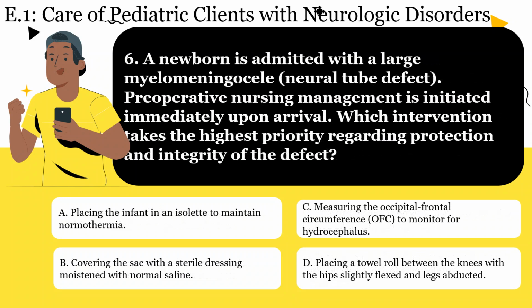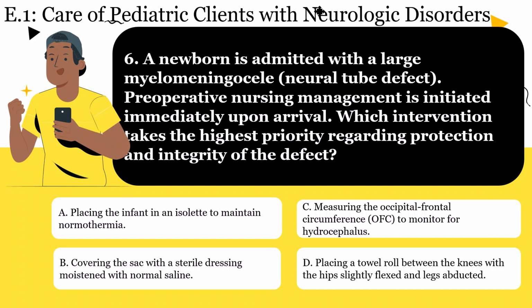Number six. A newborn is admitted with a large myelomeningocele, or neural tube defect. Preoperative nursing management is initiated immediately after arrival. Which intervention takes the highest priority regarding protection and integrity of the defect? A. Placing the infant in an isolette to maintain normothermia. B. Covering the sac with a sterile dressing moistened with normal saline. C. Measuring the occipital frontal circumference to monitor for hydrocephalus. Letter D. Placing a towel roll between the knees with hips slightly flexed and legs abducted.